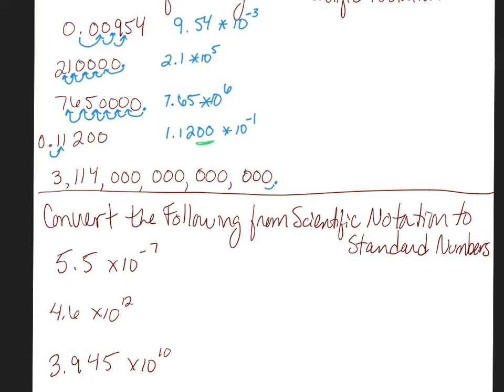So here we go. 1, 2, 3, 4, 5, 6, 7, 8, 9, 10, 11, 12, 13, 14, 15. We did. So we just moved over that decimal 15 times. So it would be 3.114, 15 times 10 to the 15th. Okay. Good job if you got those.